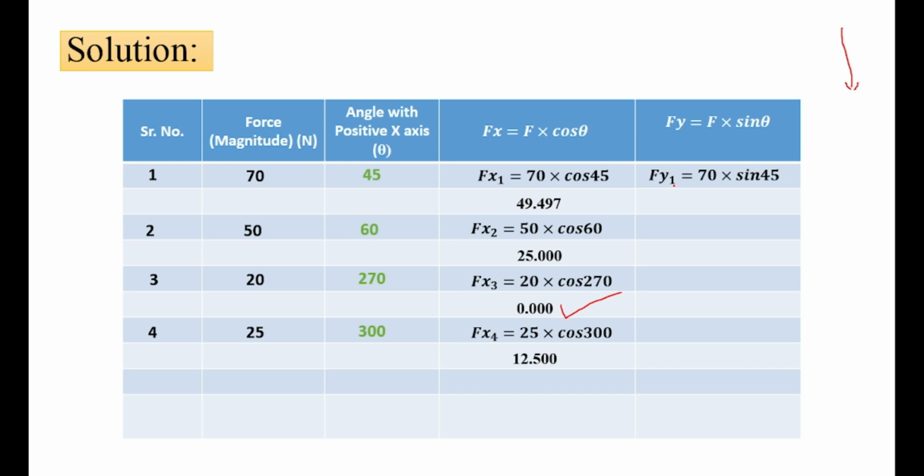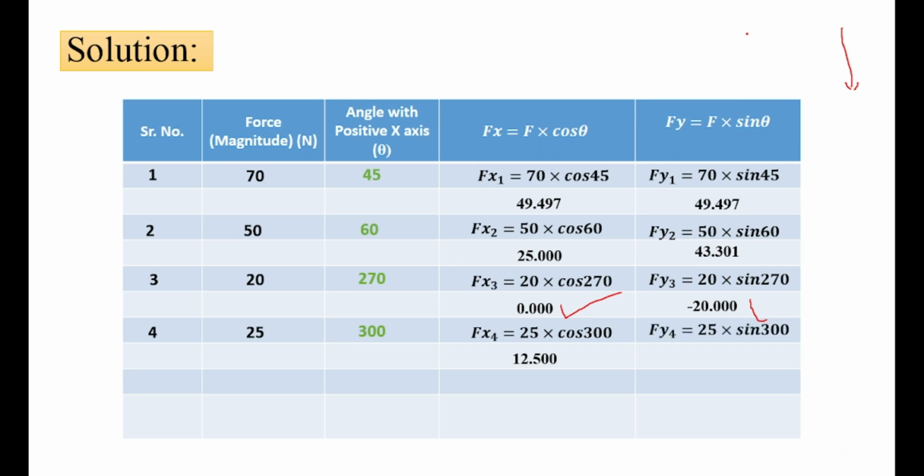Now we'll go for the vertical components. So Fy1 is equal to 70 sin 45. Its value is 49.497. Fy2 is 50 sin 60. Its value is 43.301. Fy3 is 20 sin 270. Its value is minus 20. So it will automatically consider plus or minus sign. You don't need to judge whether the force is positive or negative. This method will directly give you a conclusion about positive and negative sign. So there is no confusion in this method.